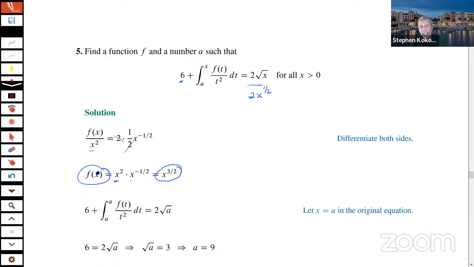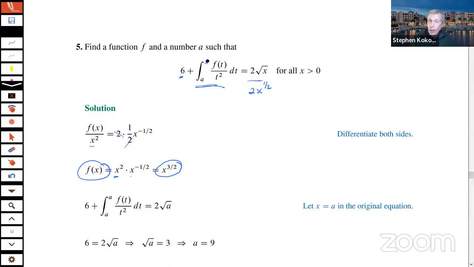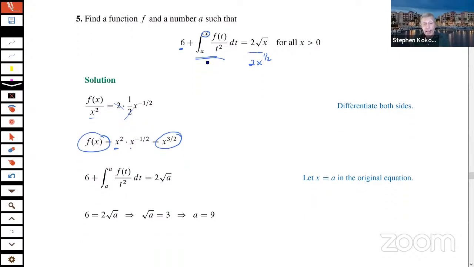Now, how do I find a number a that makes that true? Well, let's see. I guess another thing that's screaming out at me is, well, how the heck do I get rid of that expression? Well, if I went from a to a, we know that that definite integral would have to be 0. So that's what I'm going to do. Every place I see an x, I'm going to plug in an a. That definite integral is now 0.